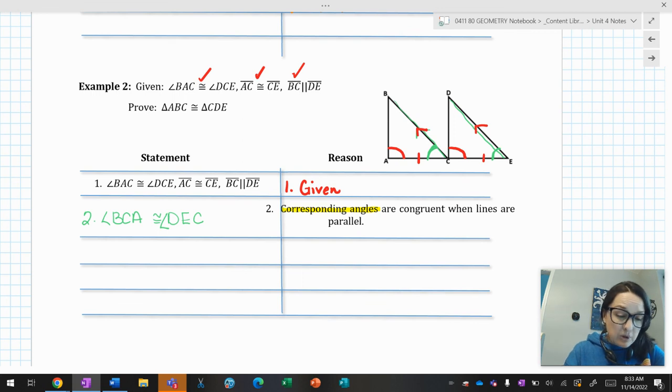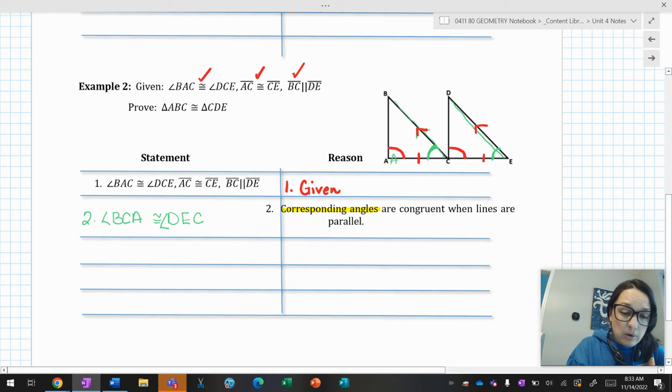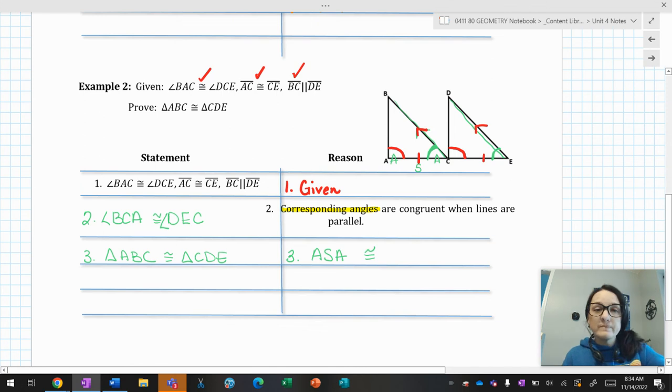And then I have a whole bunch of lines, but I don't think I need them because I have an angle right here, an angle right there, and the side in between, I have ASA. So I'm going to say triangle ABC is congruent to CDE by angle, side angle, congruence. And that, my friends, is that.